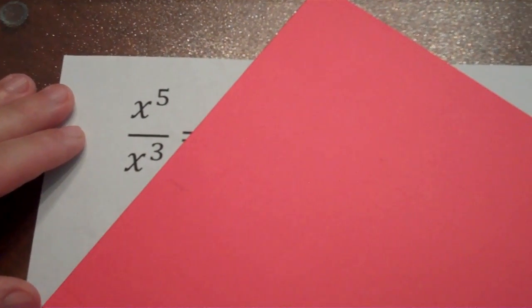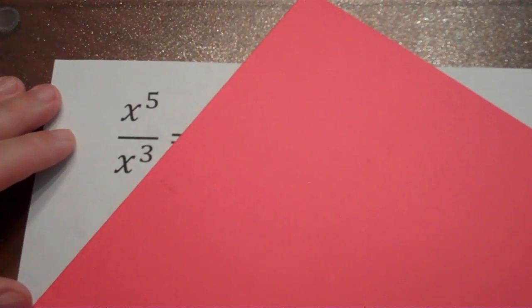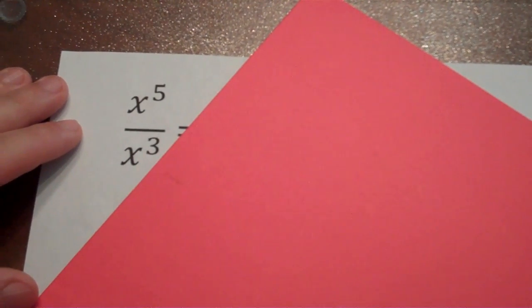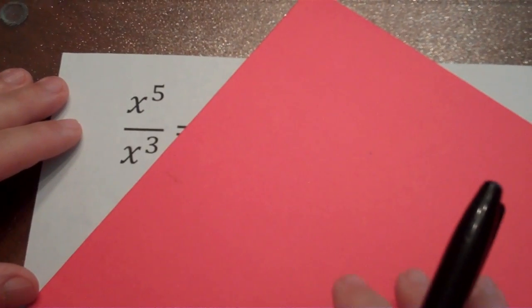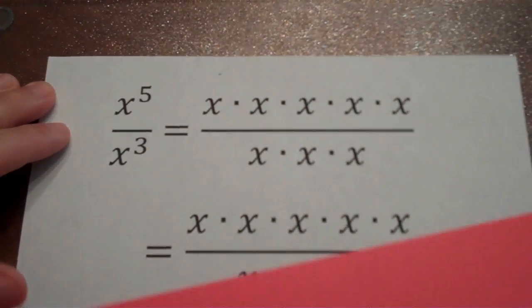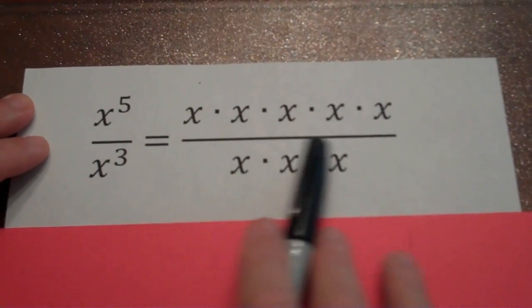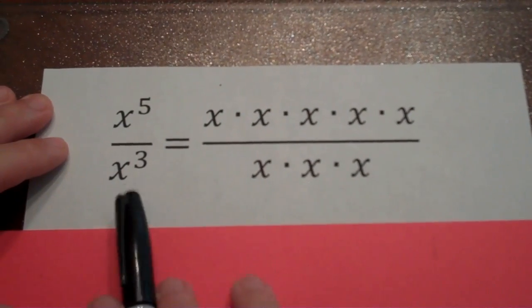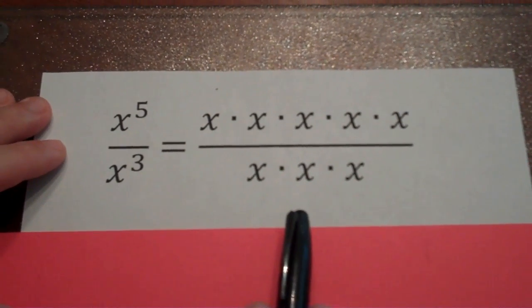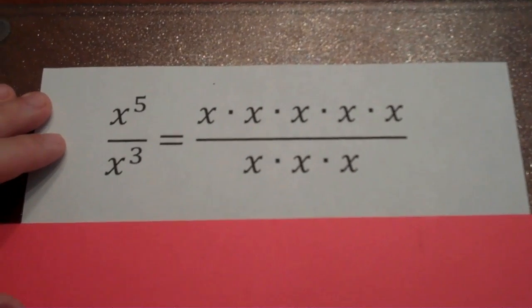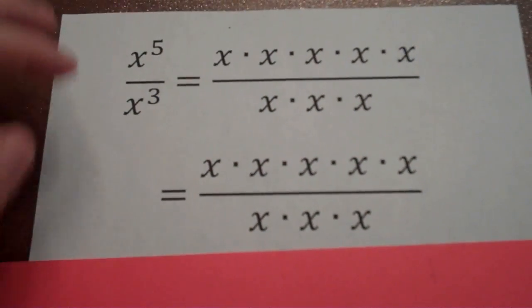Let's take a look at our second example, which is division. I literally have x to the fifth divided by x to the third. If I write this out, that literally means 5 x's multiplied together on the top times 3 more x's multiplied together on the bottom. So let's take a look. I've just basically recopied it.